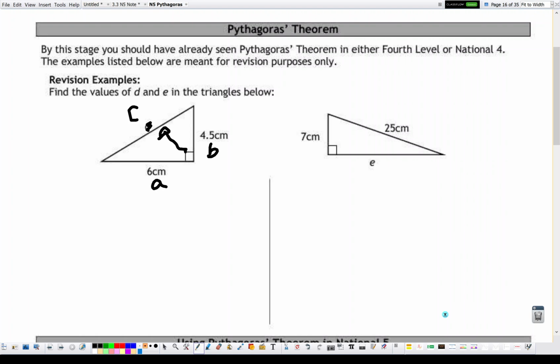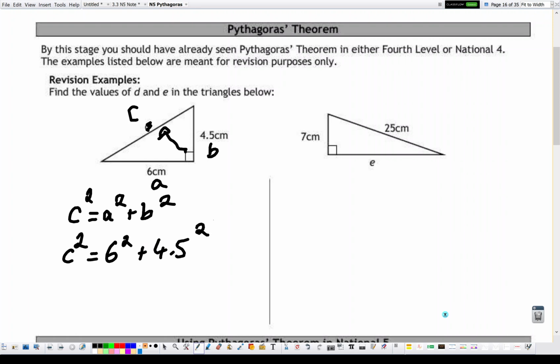So we are going to basically just work out this longest side C. We've got the formula, which is c squared equals a squared plus b squared, and then you're just going to put in the values of a and b, and we're going to work this out. So c squared is equal to 6 squared plus 4.5 squared.